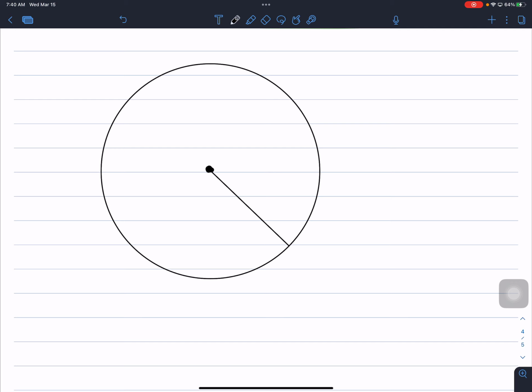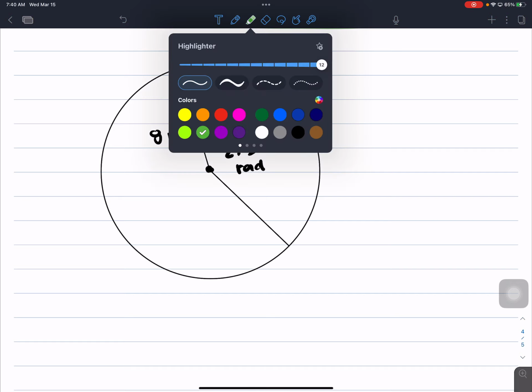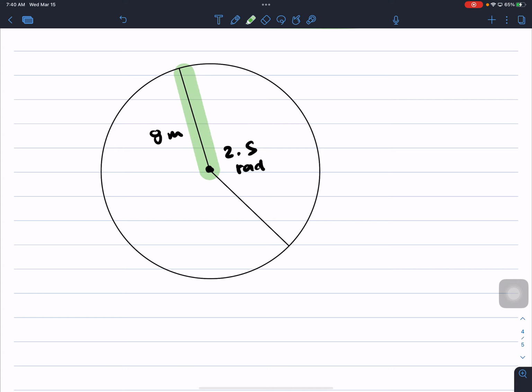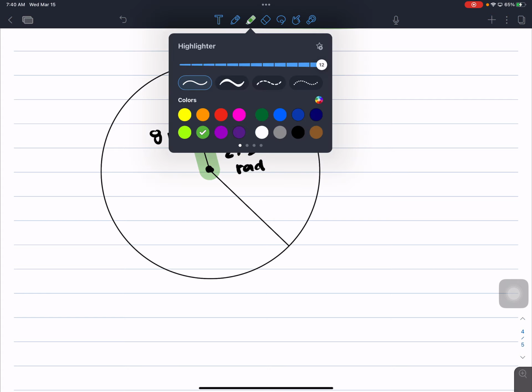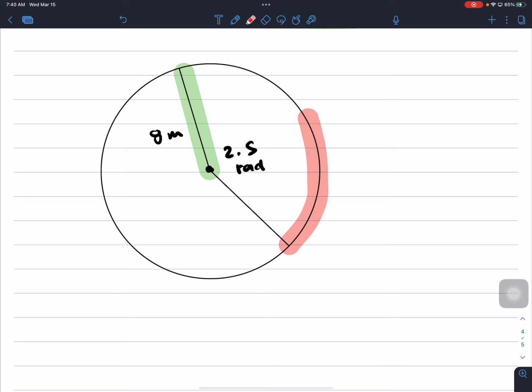And I'm going to draw a picture here. I'm going to say this is 2.5 radians, okay? And this is going to be 8 meters. So what I'm communicating to people is this. The radius is 8 meters here, and they're trying to ask again for the arc length, okay?